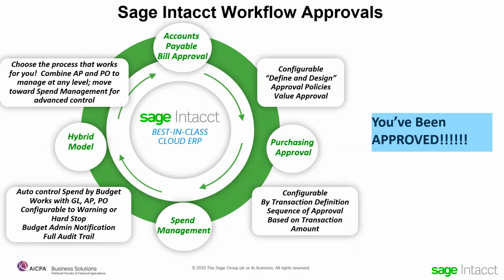Now, in reality, if we move to the fourth bullet, many people are using a combination. I call it the hybrid model. And this allows you to utilize accounts payable and purchasing and to apply that spend management when you need that advanced control. So again, this is all part of Sage Intacct's native solution. It's however you choose to use it, what works best in your organization.